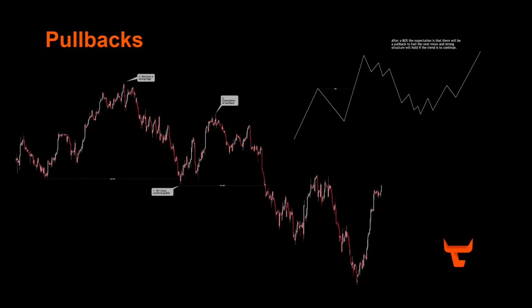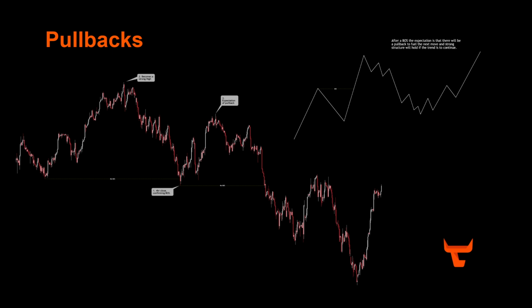After a break of structure, the expectation is that there will be a pullback to fuel the next move, and structure will hold if the trend is to continue. It's worth noting that just because you have seen a break of structure doesn't mean that there needs to be an immediate pullback. Often the market can follow through with momentum, and the pullback may not begin for hours, days, or weeks, depending on your time frame.